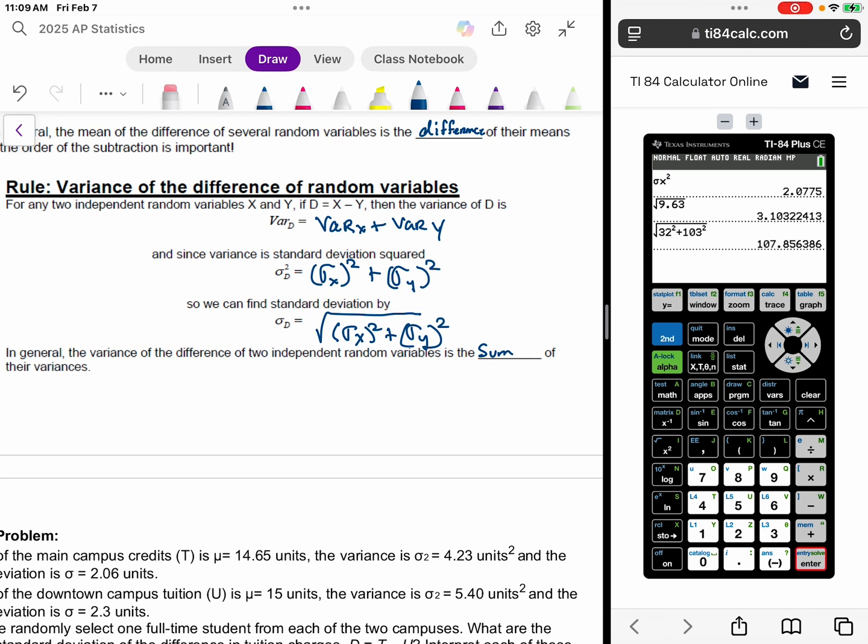So that is a little note. I don't know if this is on that cheat sheet formula for the AP, but it's something you need to remember, because that's where I typically find kids make mistakes. So that's something I would highlight, put a star by: you're always adding variances.